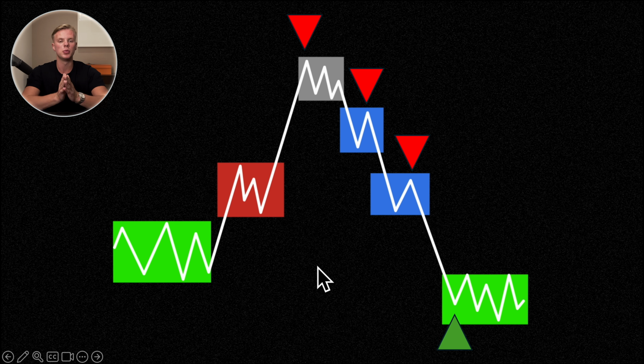Again, if you want to be super precise with exiting, you wait for the nearest IPDA time to exit your position.